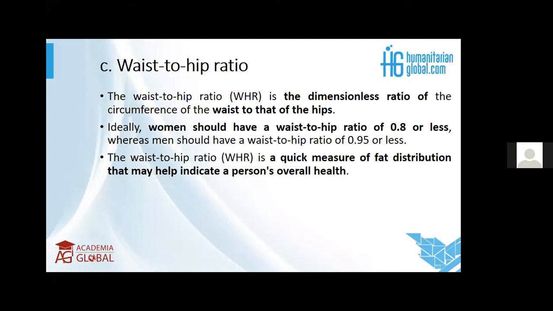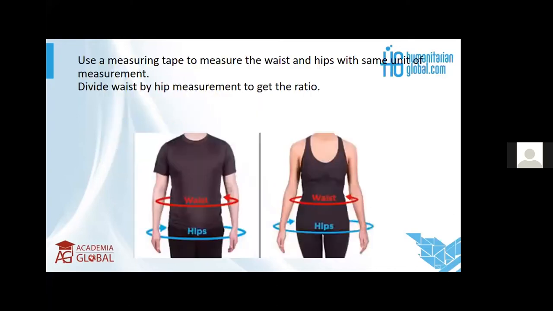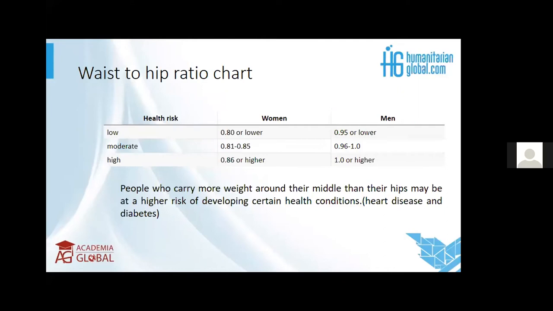Now, for women, it is recommended for a healthy waist to hip ratio that the ratio should be less than 0.8. And for men, it should be less than 0.95. If the figures are above, then we start noticing that somebody has abdominal obesity. So these are how we take the measures. You can see the pictures there. I've already explained how we work out the ratio. And we have a chart here that gives us the cutoff point.